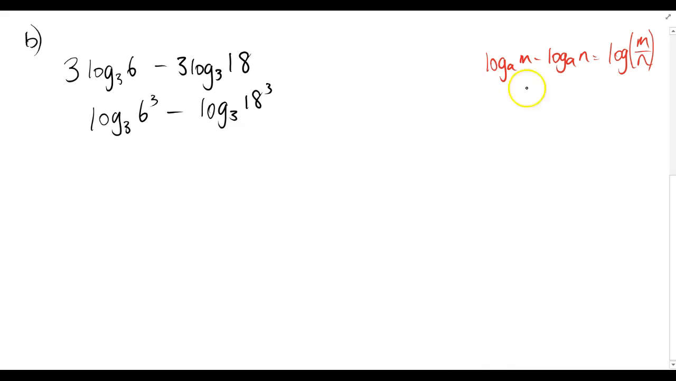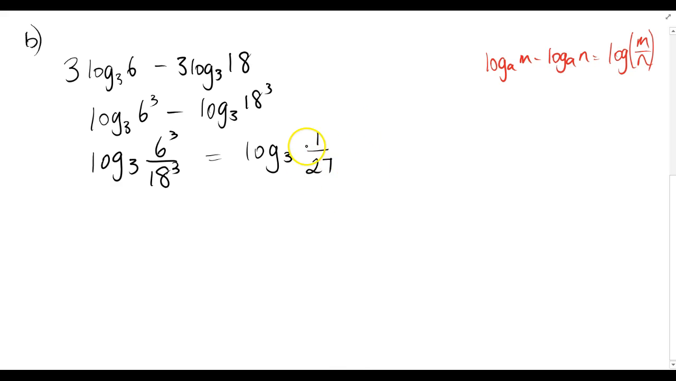And so now we can use this rule over on the right. So it's a subtraction of logs, so I can divide those logs. So it'll be log base 3 of 6 cubed over 18 cubed. Now for us to simplify this, we could go ahead and plug this in on our calculator, and that would give us log base 3, and if you have it in fraction form, 1 over 27. Now that's nice, but again, for us to simplify this further, you would need to realise that this 27 is the same as 3 to the power of 3. So if you can recognise that, then we can continue on with the problem.